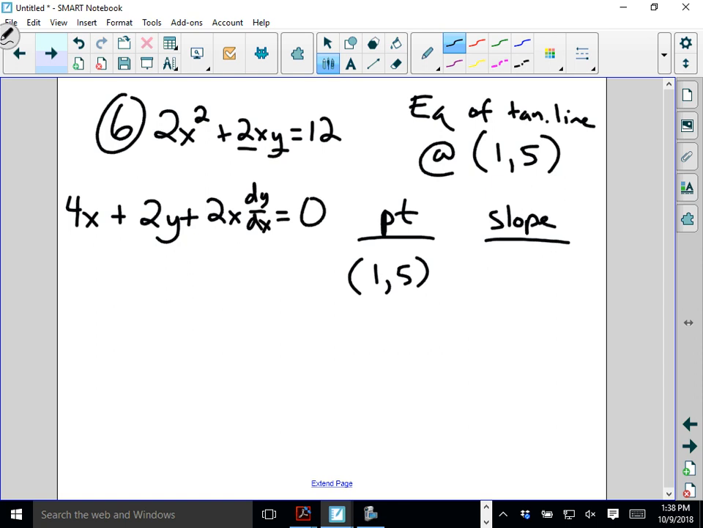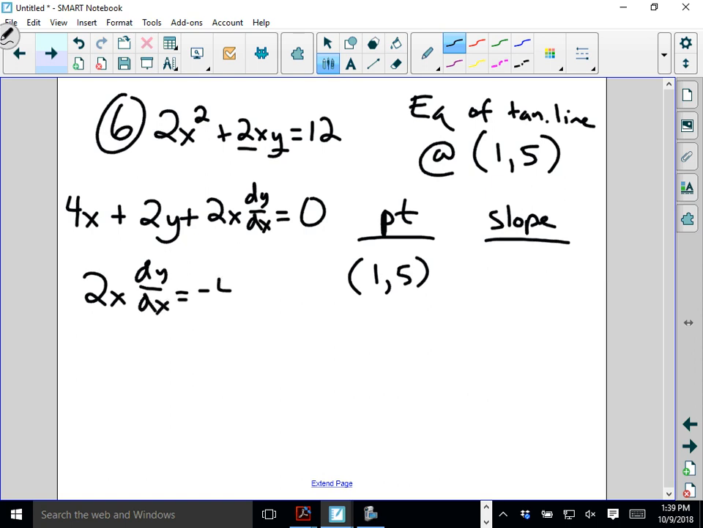Now I want to reorganize this thing. Nothing really to do in terms of that, so I want to get dy dx alone. So I'm going to subtract 4x and subtract 2y to the other side. So I end up with 2x dy dx equals negative 4x minus 2y.